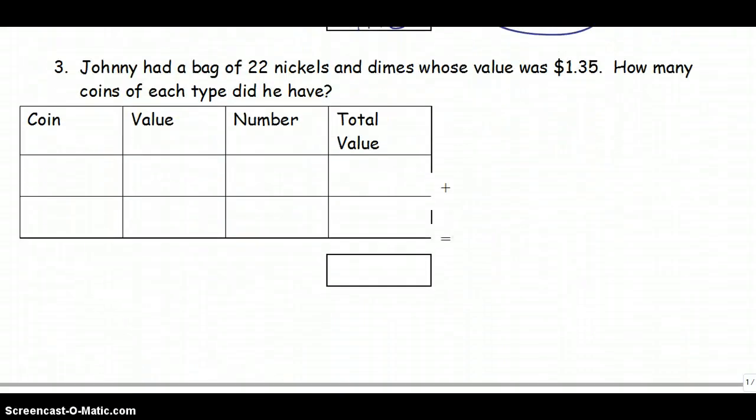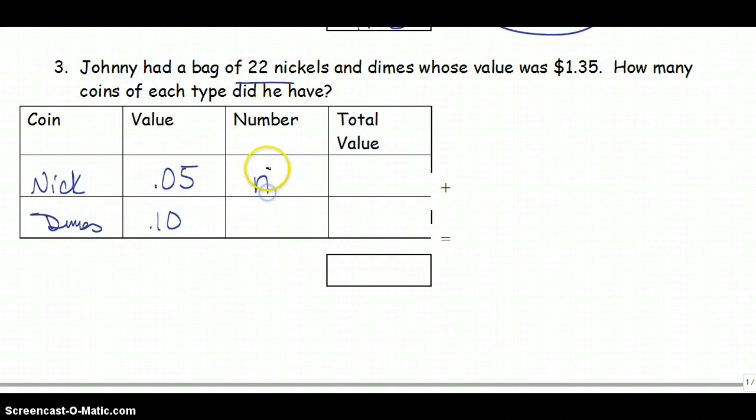Now the next one, number 3, Johnny has a bag of 22 nickels and dimes. So I know I have nickels and dimes. Value of a nickel, still 0.05. Value of a dime is still 0.10. They give me the total number of coins that I have. So I'm going to say I have n nickels and 22 minus n dimes. My total value, I'm just going to multiply again, 0.05n plus 2.20 minus 0.10n, and all of that's equal to $1.35.